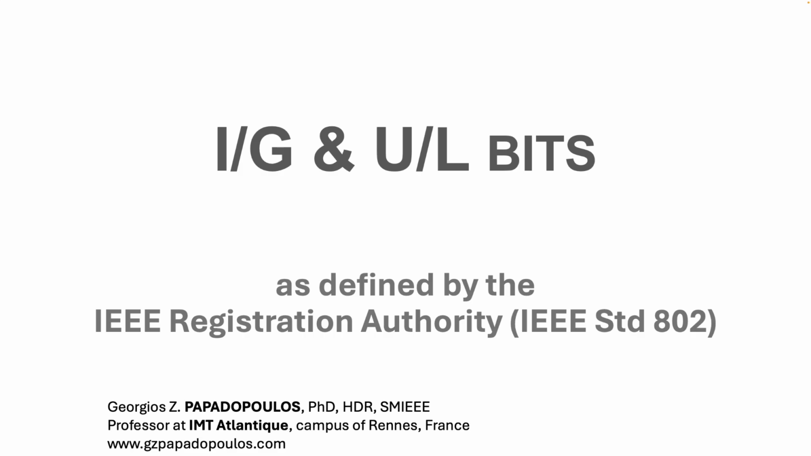Today we are breaking down two tiny but powerful bits in every MAC address. The IG bit, which tells us if it's a unicast or multicast, and the UL bit, which tells us if it is universal or locally assigned. Let's see how they make our networks tick.